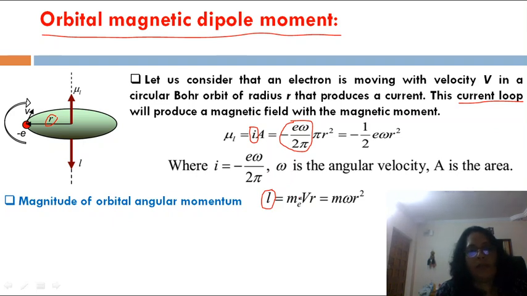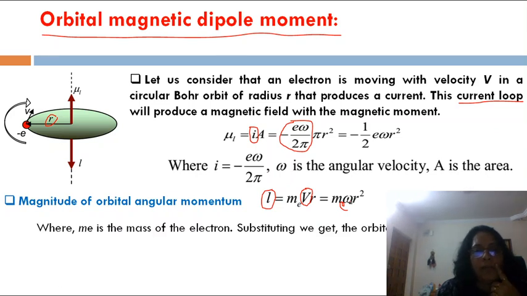You know very well. Now this v is linear velocity, and what is the relation between v and omega, angular velocity? v is equal to r omega. So when we substitute v is equal to r omega, what we get? L is equal to m_e omega r square. Got it? So it is the orbital angular momentum.